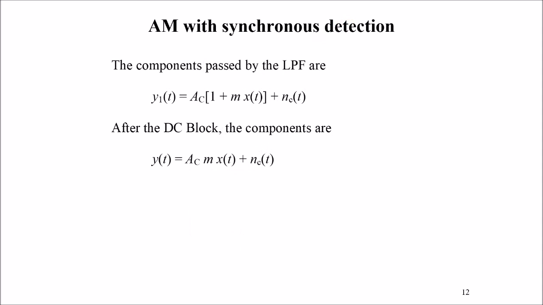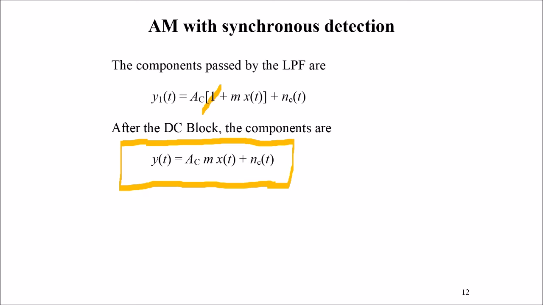So the components that are passed by the low-pass filter, we have AC, and then this term in square brackets, 1 plus M times X of T, plus the noise component NC of T. Distribute the AC through this, you have AC times 1. Well, that's the DC term that will be blocked. So the term multiplied by 1 will be blocked by the DC block. So we have AC times M times X of T plus NC of T. And this now is the signal that comes out of the demodulator.